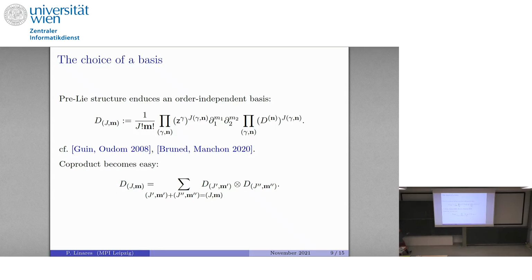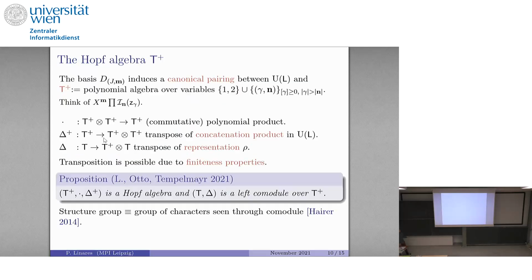Okay, so then with this choice of bases, as Rosa pointed out, this is a co-commutative co-product, which then will give rise to a commutative product on the dual side. So we build a duality pairing between these elements D_j^m and some elements in this polynomial algebra over the variables indexed by the space-time directions together with these pairs of gamma n. And you can think of these polynomial algebras being essentially the same as the one that Ilya was defining, where you have this x to the m, and then you have a product of things.